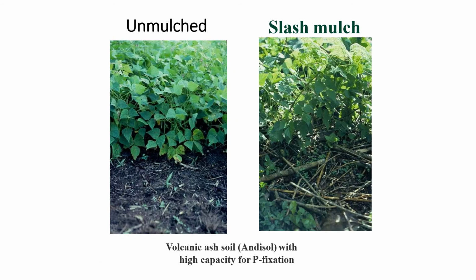Now you can see over here two pictures are shown. One is of unmulched and another is of mulch. Here it is volcanic ash soil, which is also known as andisol, with high capacity for phosphate fixation.